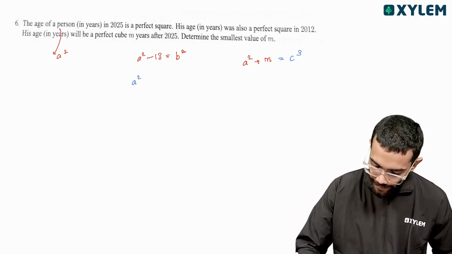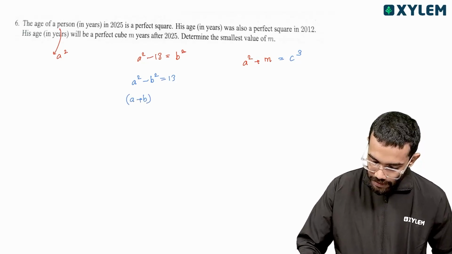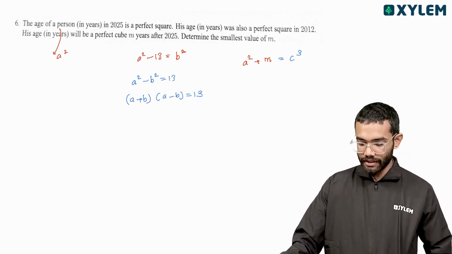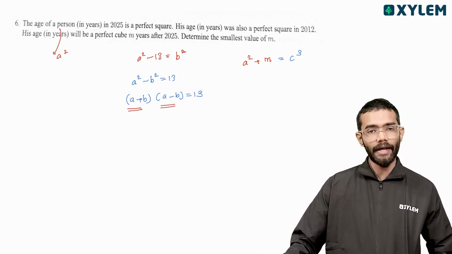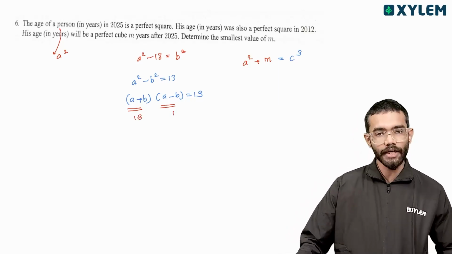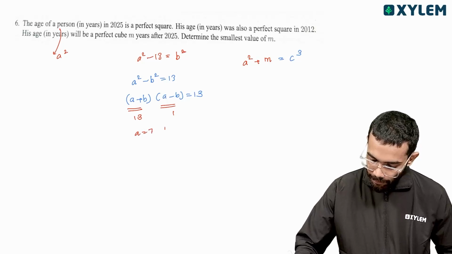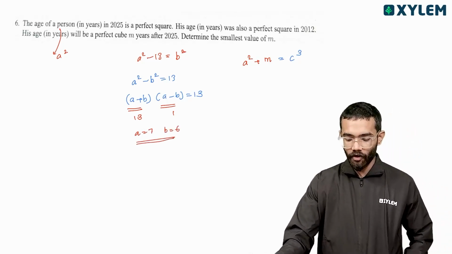അപ്പോൾ ഇവിടെ നോക്കുമ്പോൾ a square minus b square is equal to 13. So a plus b into a minus b equal to 13. A and b are two natural numbers. രണ്ട് natural numbers a plus b into a minus b 13 ചെയ്യണമെങ്കിൽ 13 ആകെ ഫാക്ടേഴ്സ് ആയിട്ട് 13 ഉം 1 ഉം മാത്രമേ ഉള്ളൂ. So this is 13, this is 1. So a should be 7, b should be 6. The value of a is 7. Value of b is 6.